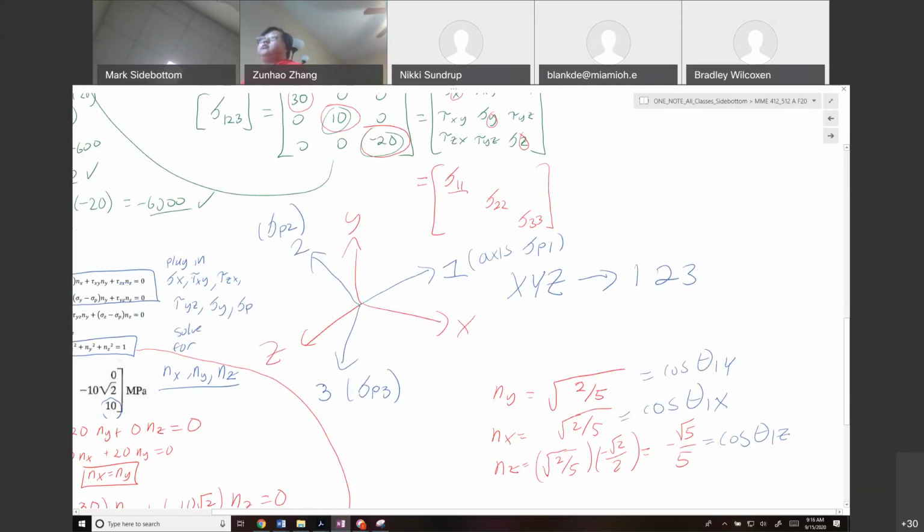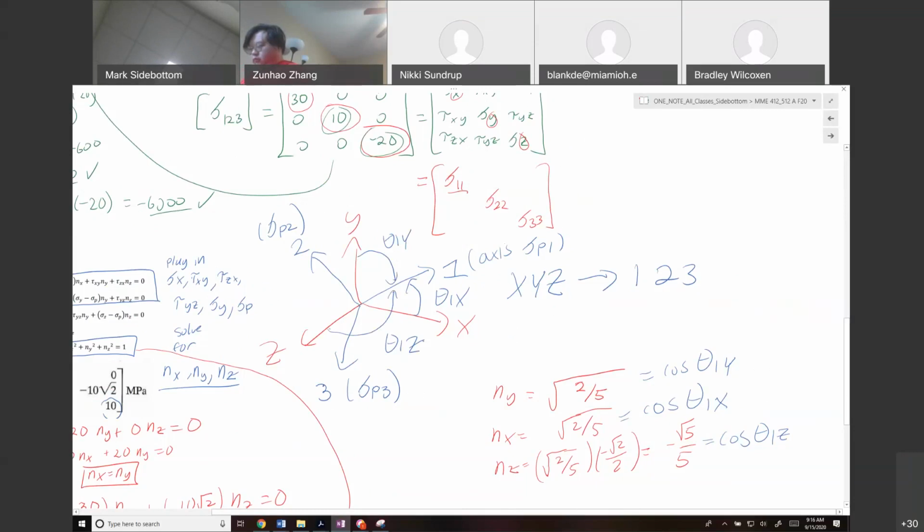So these three angles would be the angle between our x-axis and our first principal stress axis, the angle between the original y-axis and our first principal stress axis, and then the third one would be the angle between our original z-axis and our first principal stress axis.